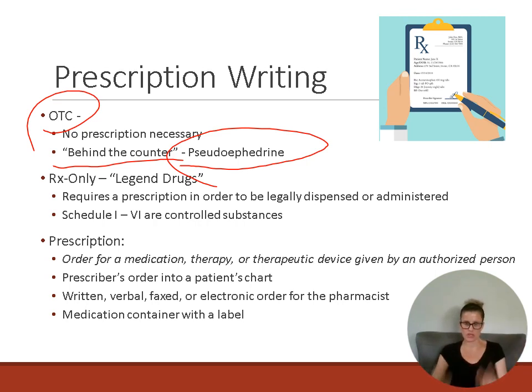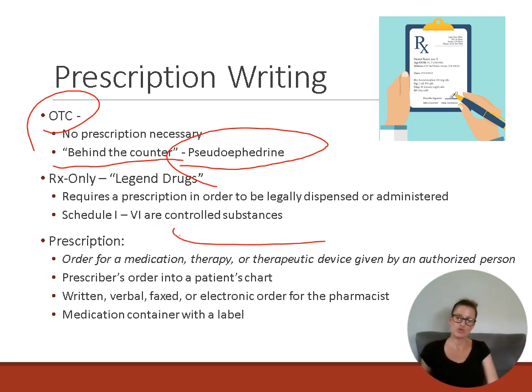Schedule 1, Schedule 2, Schedule 3, Schedule 4, 5, and 6, and then Schedule 7 are all prescription drugs. Schedule 8 are over-the-counter. When we look at those prescription drugs, within this category we have controlled substances. Controlled substances are substances that have some sort of addictive potential. So they are regulated more stringently.